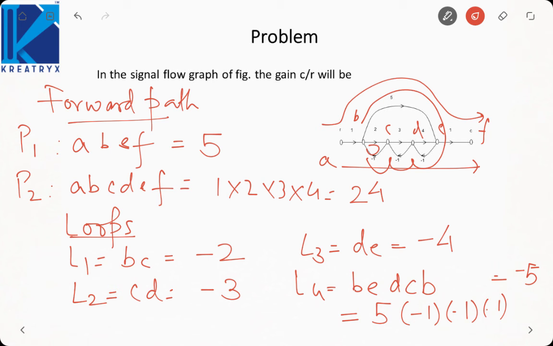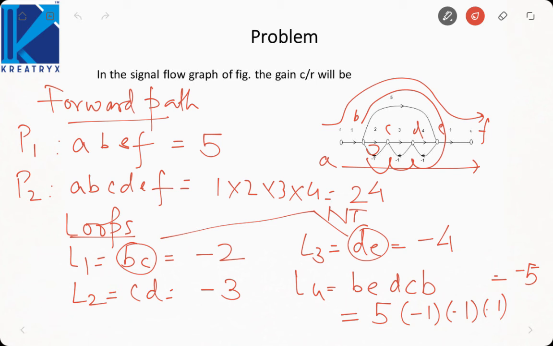Out of these, if you see, BC and DE do not have any common node. So these two are non-touching. Okay, one is at BC, other is at DE. So that is the benefit of naming each and every node, because here you can easily see that they do not have any common terminal, or these are non-touching loops.